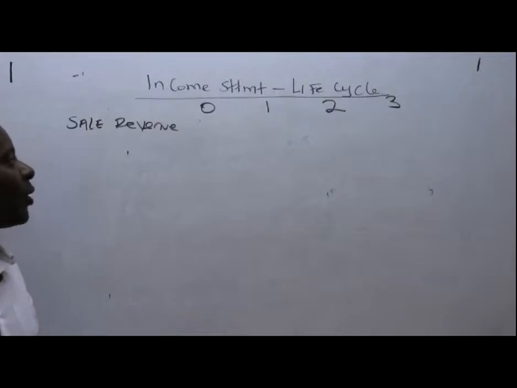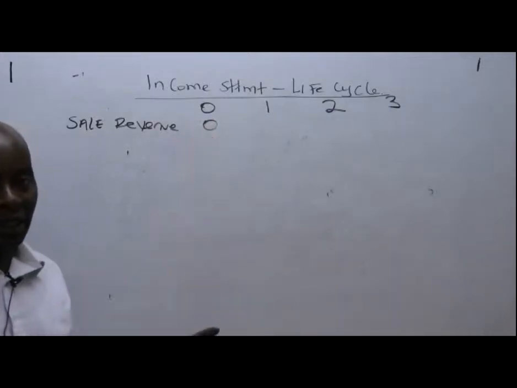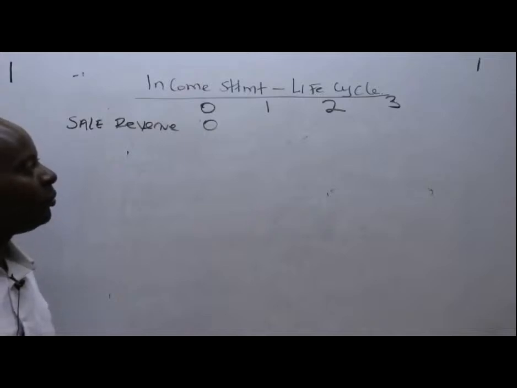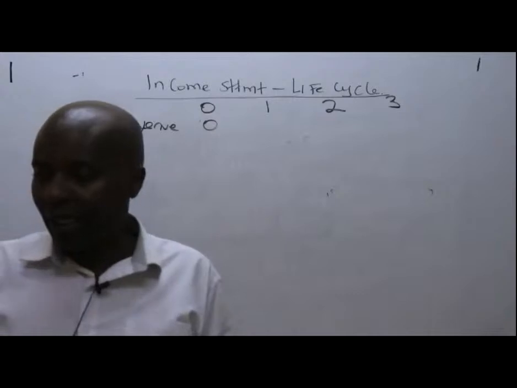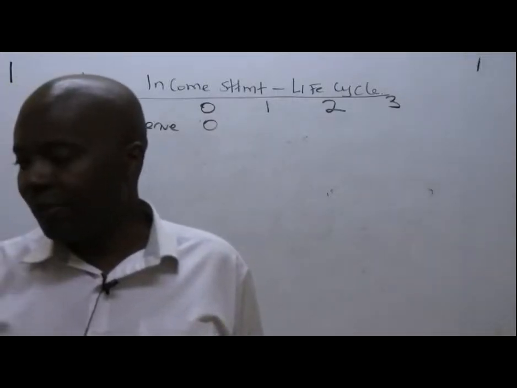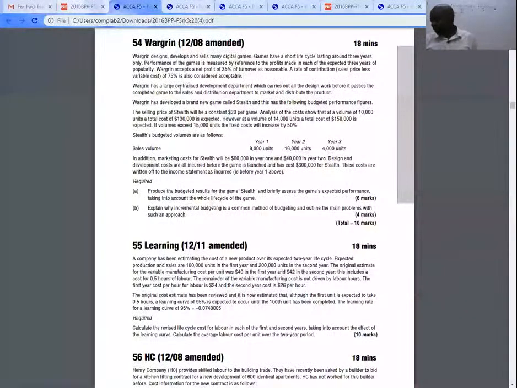Right? So for sales revenue, of course, year 0, at time 0, we haven't started selling. So revenue there will be 0. Then we go to year 1. Of course, it's not lost on me that there is a price given. Selling price given here in paragraph number 3. The selling price is 30 per game. And then you can see sales volumes. Like year 1, we have 8,000 units.